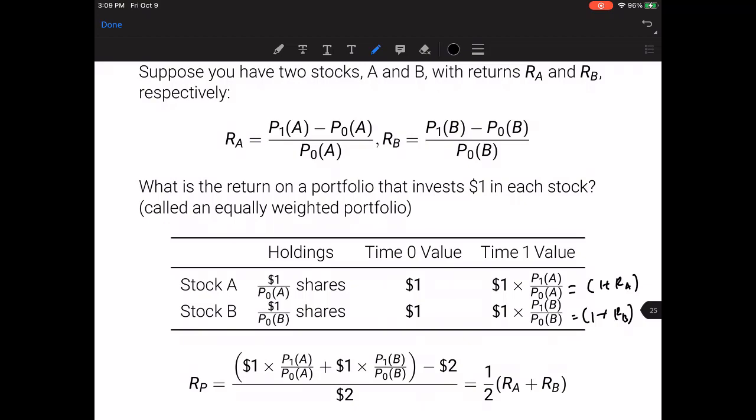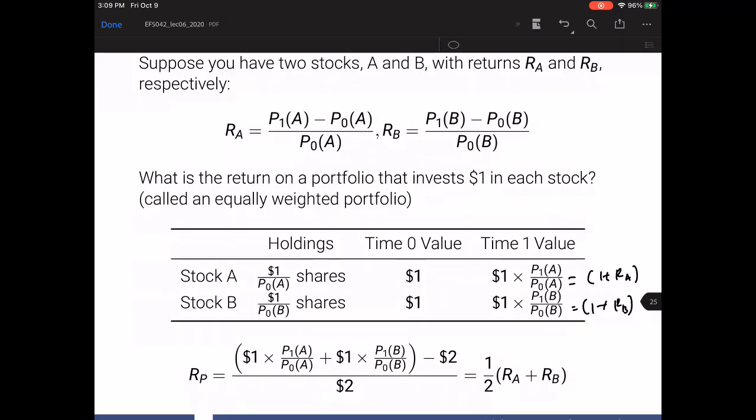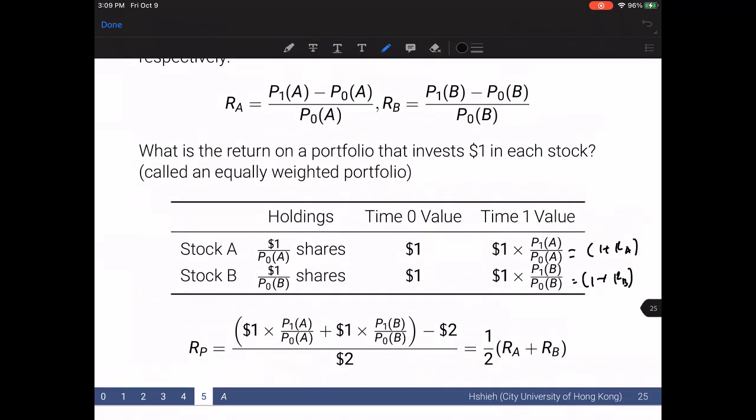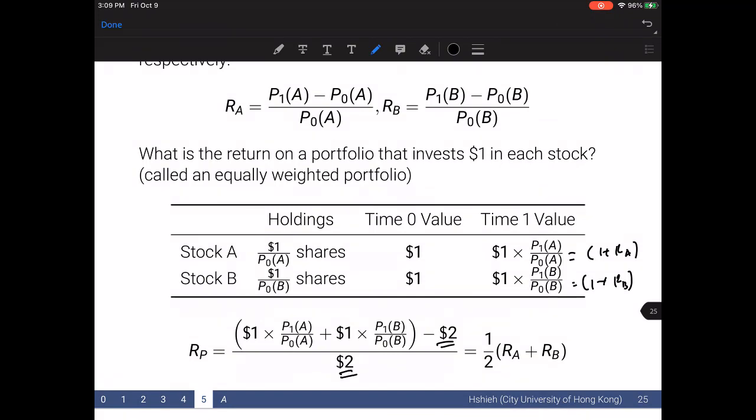Okay. So if we were to calculate our overall return for this portfolio, we simply aggregate the value of our portfolio at time 1, subtract our initial investment, which is $1 for each asset, so that's $2, divided by our initial investment, which is $2. And if you rearrange this equation a little bit, for example, we could move this $1 here and move this $1 here, right? So that's plus 1 plus 1. Then it's going to look like returns, right?